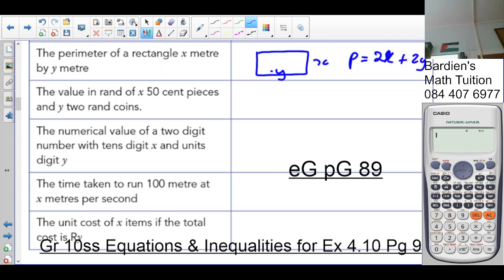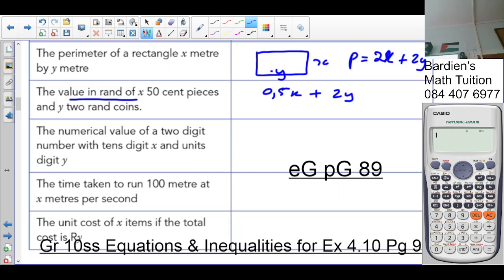Will you guys understand? Next, the value in rands of x 50-cent pieces and y 2 rand coins. Because they want the value in rands, I must convert the 50 cents to rands. So how many cents are there in a rand? 100. So 50 cents is going to be half. Not so? 0.5. So 0.5x plus y 2 rand coins, so it's going to be 2y. You guys understand? Or you're going to see the half x plus 2y.